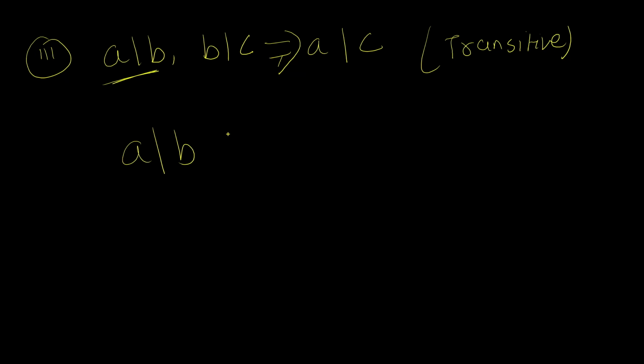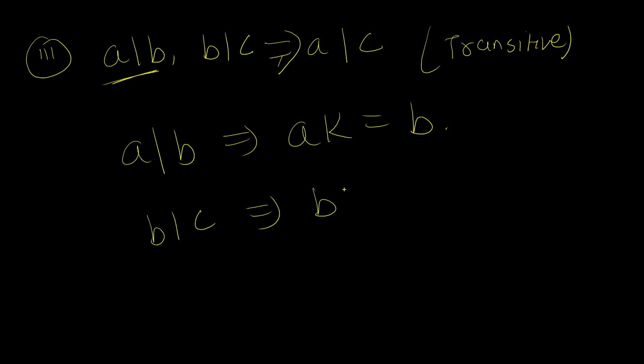A divides B would imply A times some constant K would be equal to B. And the second fact that's given to me, B divides C, and this would imply B times some constant K would be equal to C. And let me distinguish these constants, call this 1 and call this 2. And all I want to do now is to get a relationship between A and C. So find a way to get B out, and there could be 100 ways to do that, but I'm simply going to multiply these equations.